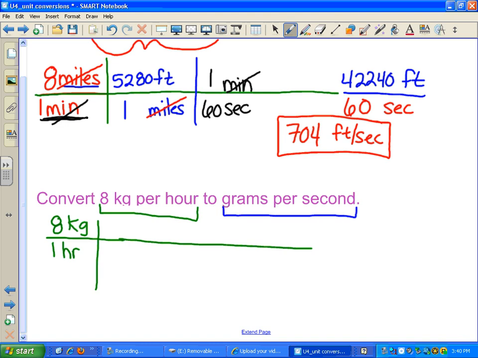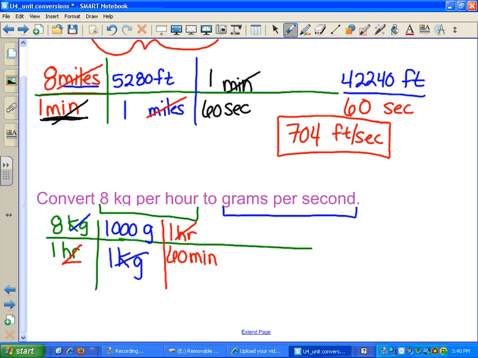Well, what's the relationship between kilograms and grams? Hopefully you know that 1 kilogram, and notice I put it on the bottom, is the same as 1,000 grams. So my kilogram units will cancel and I'm left with grams. And now I need to go to seconds. Well, since hour's on the bottom, I'm going to put 1 hour on the top. And I know the closest relationship to 1 hour is going to be 60 minutes. So 1 hour, my hours will cancel, is the same as 60 minutes.